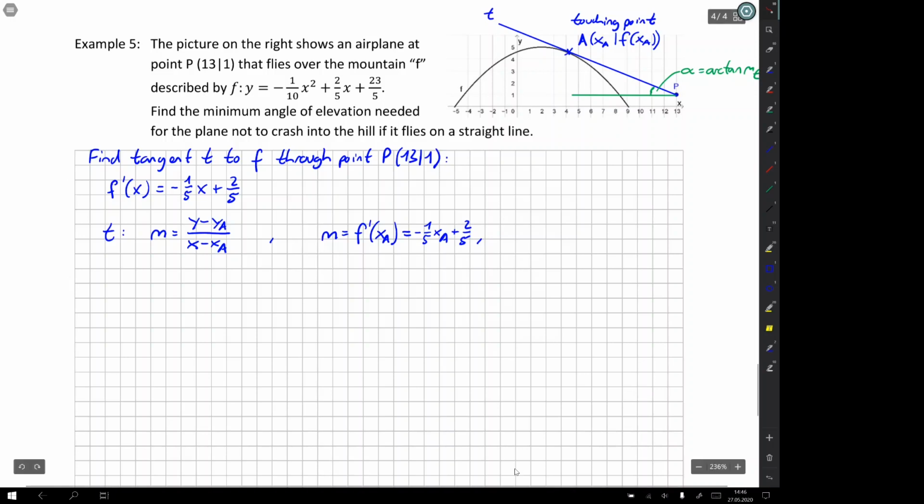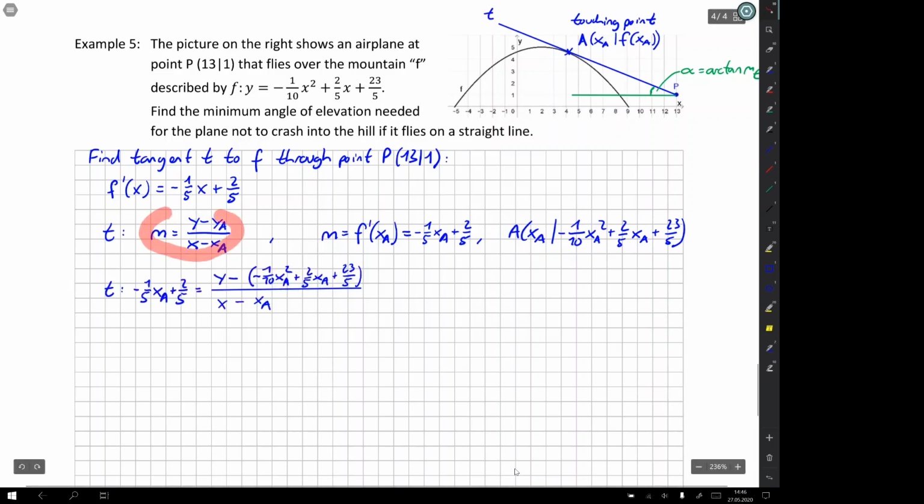And then let us find the coordinates of the point a, the touching point, which is just x-coordinate is xa, and inserting the xa in the function equation here, we get this for the y-coordinate. So inserting now all this that we have found into this equation here, we get finally this equation here. And now let us simplify it by multiplying both sides with 10 times x minus xa. So the x minus xa will disappear here, and the whole thing simplifies into this equation here.